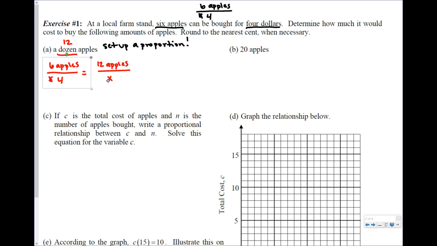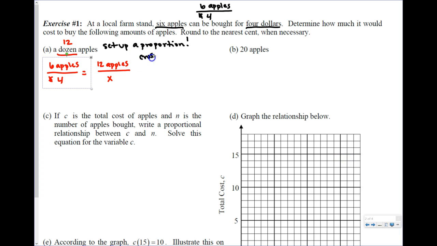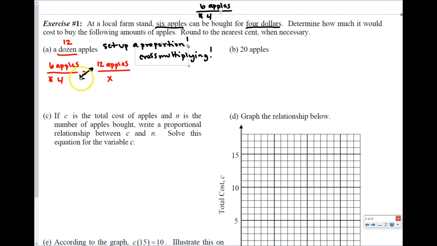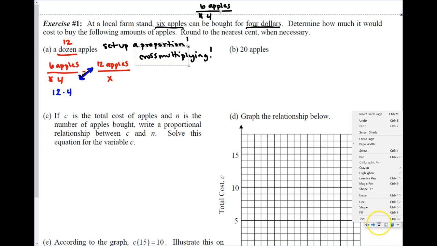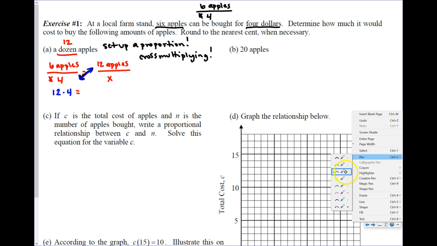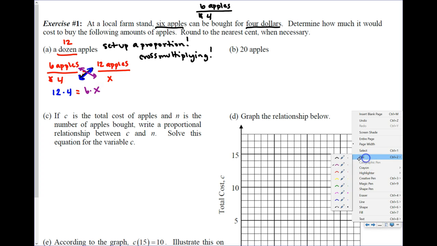And now we're going to remember something from 8th grade, 7th grade called cross multiplying. When you have two fractions equal to each other, you can cross multiply. So we multiply these two things. I'm going to use a different colored pen here. So I'm going to multiply these two to get 12 times 4, and that's going to equal what happens when I cross multiply the other two things, 6 times x. And now I'm just going to solve.